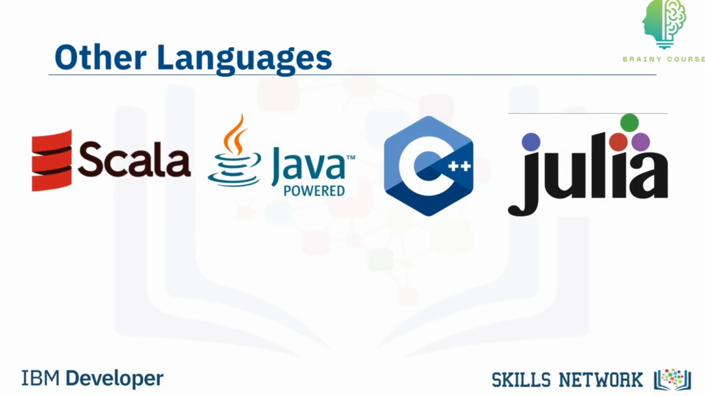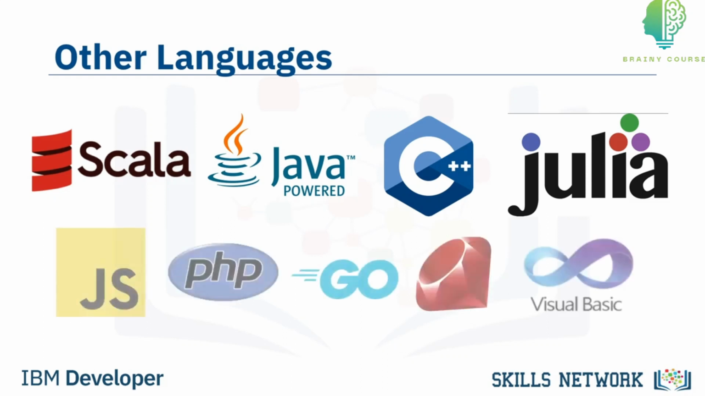Scala, Java, C++, and Julia are probably the most traditional data science languages on this slide. But JavaScript, PHP, Go, Ruby, Visual Basic, and others have all found their place in the data science community as well. I won't dive as deeply into each of these languages, but I'll mention some notable highlights.